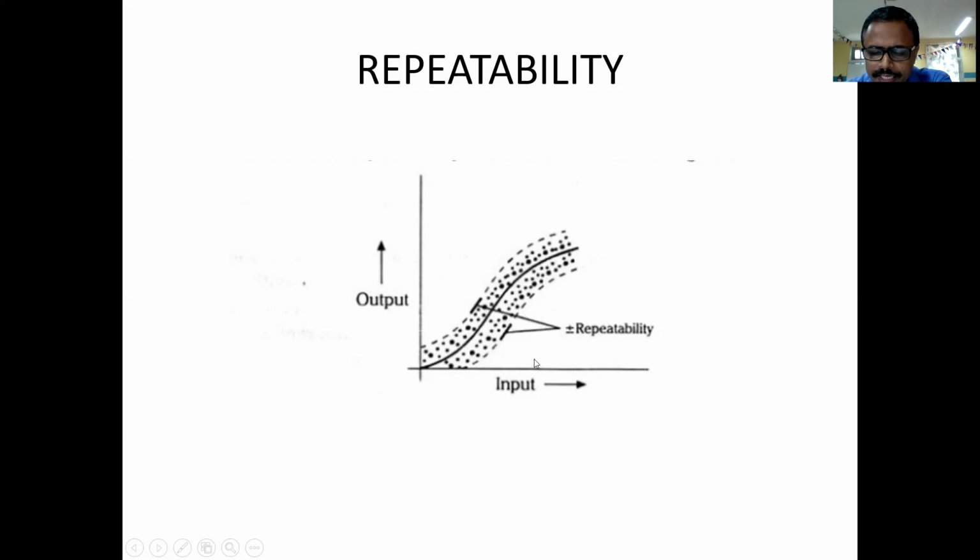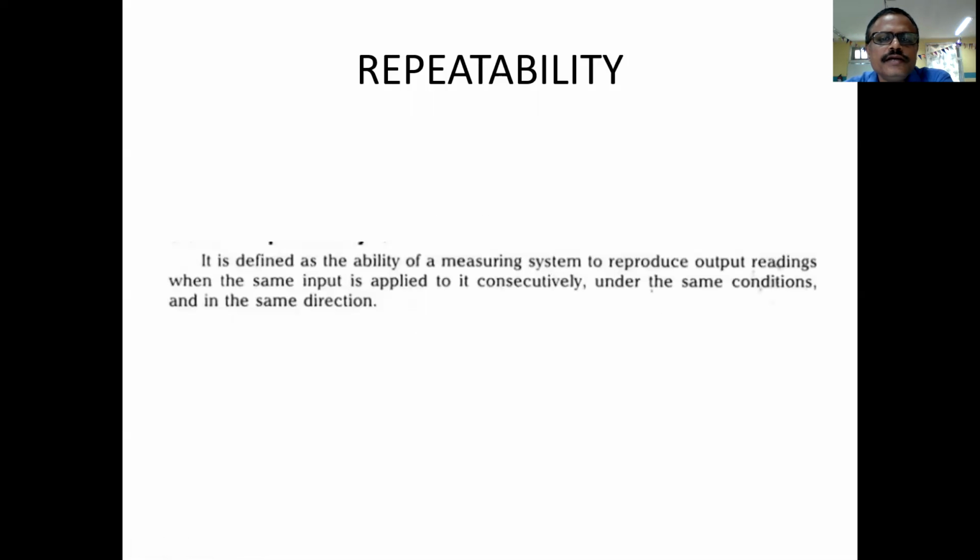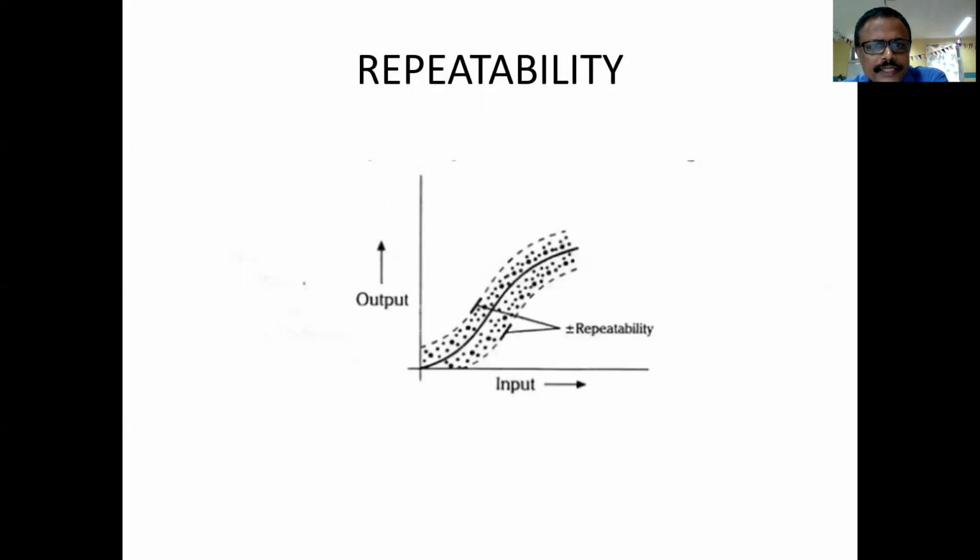So repeatability is the ability of the instrument to give the same readings when the experiment is repeated again and again. That is, you can see the definition here: ability of the measuring system to reproduce output readings when the same input is applied to it continuously under the same conditions and in the same direction. So that is explained in this graph.